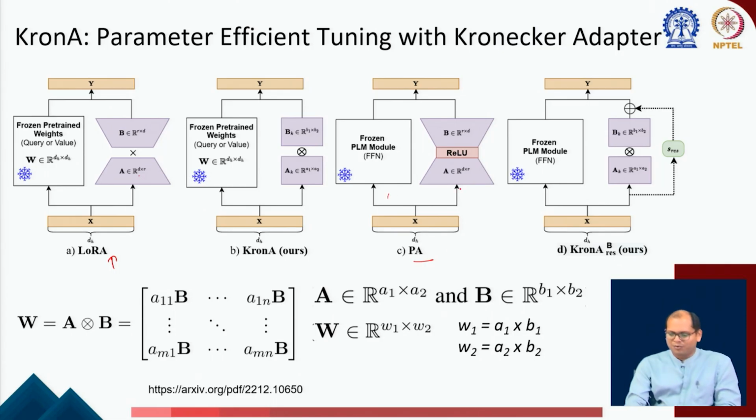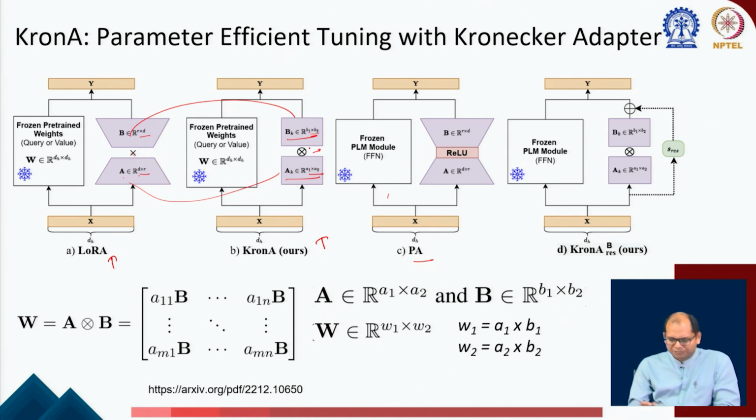Now what does KronA do? Let's focus on B. We'll talk about D slightly later. So you will have another 2 matrices, AK and BK. It is very similar to LoRA, but rather than doing multiplication, you do a Kronecker product between the matrices. That is the only difference compared to LoRA. You have 2 matrices, but the dimensions are different. This is D cross R, R cross T. This is A1 cross A2, B1 cross B2. How are they connected to D cross D? We will see.